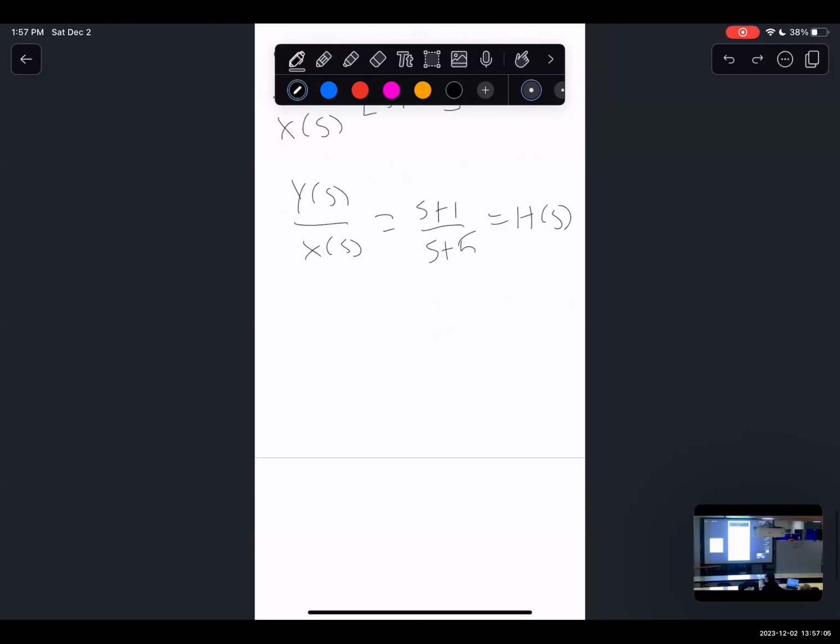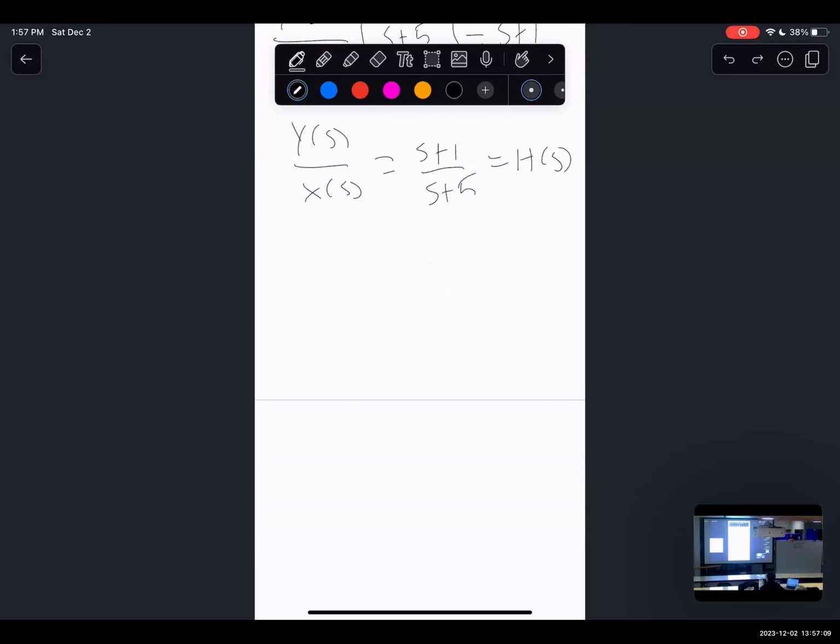So look at the pairs table. You're going to look for this. You're not going to find anything. So here, we're going to apply a little trick. So we're going to say that this is equal to s plus 1 plus 4 minus 4 over s plus 5.